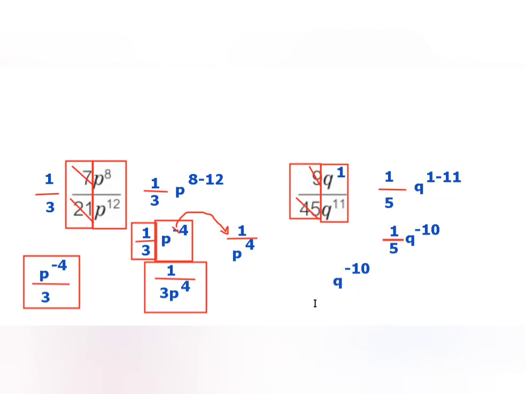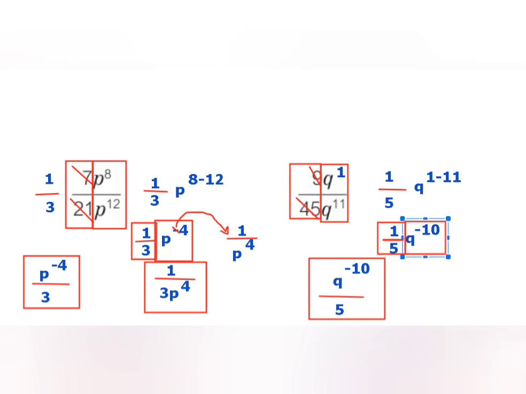Okay. And in the denominator part, we have 5. So this one is 5. So the answer as a negative power is going to be q power of negative 10 over 5. That's the answer as a negative power. Now we're going to turn it into a fraction. So here we already have the fraction, and then we're going to turn this into a fraction.